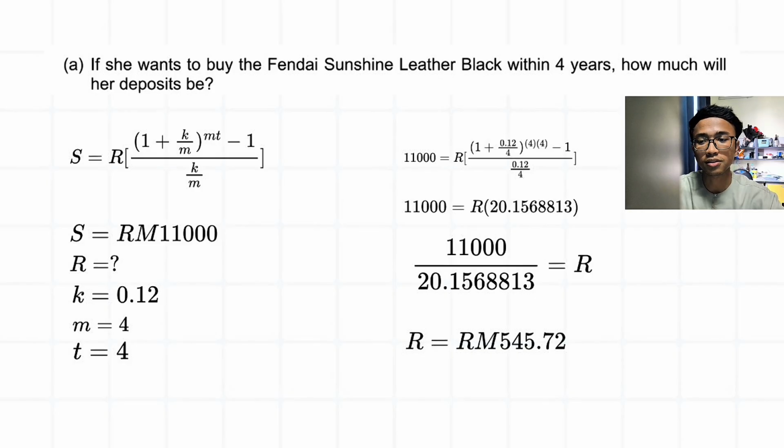So for this question, I use the future value annuity formula because the keyword is deposit. We need to find R. So S equals 11,000 ringgit, K equals 0.12, which is 12%, M equals 4, T equals 4. Just put the amounts into your calculator and calculate. After calculating, we got R equals 545 ringgit and 70 cents. So she must deposit 545 ringgit and 70 cents every 3 months.